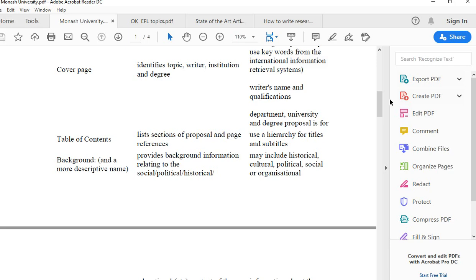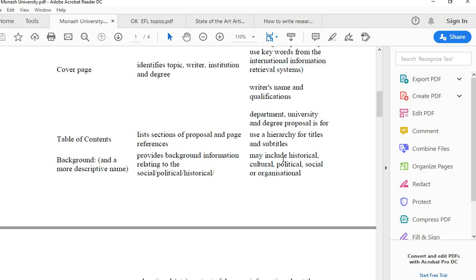The abstract, as I told you, is the gist of what you have totally done in that study, including the results, the findings, the discussions, the implications of the study, and so on and so forth. So in the table of contents, based on this format, you list sections of the proposal and page references. This is something that you have probably seen in different journals, books, or theses. Here it says that it can be included, but as I told you, it's not necessary to include this section in your proposal. And use a hierarchy for titles and subtitles.